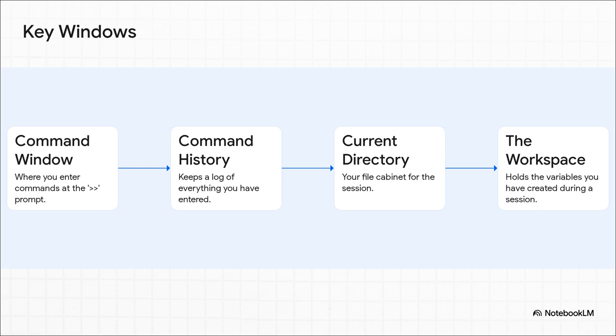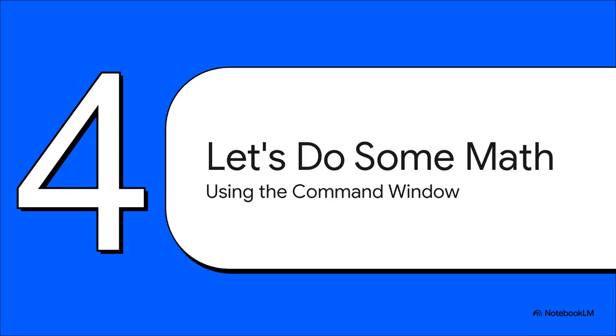Over in the current folder, that's like a file cabinet for your project, showing you any scripts or data you're using. But the real magic for us right now is the Workspace. You should think of this as MATLAB's short-term memory. It shows you every single variable that's currently active. All right, enough talk. The best way to really get this is to just do something. So let's head over to that command window and run a really simple calculation.